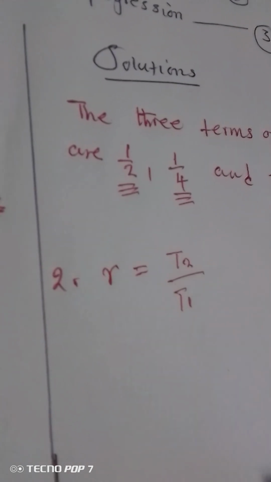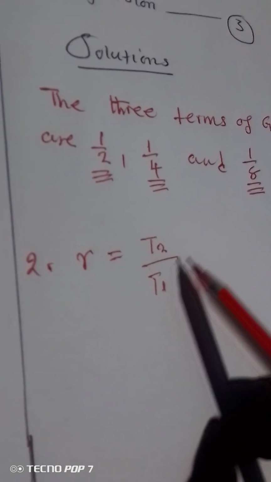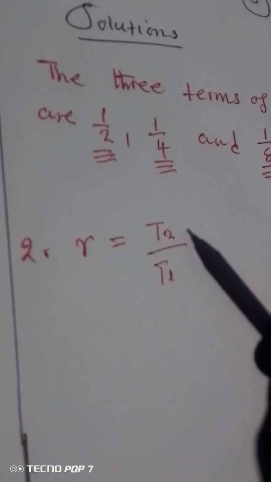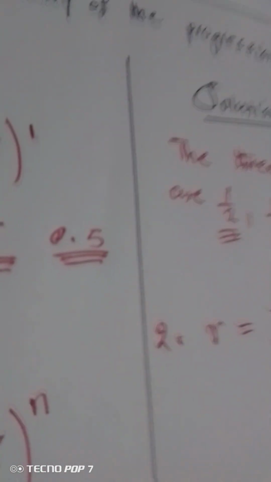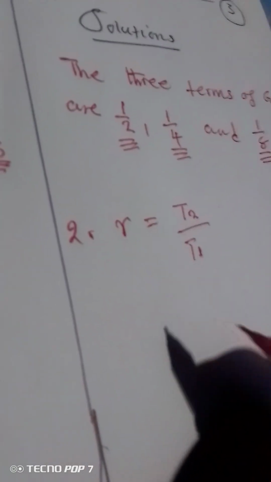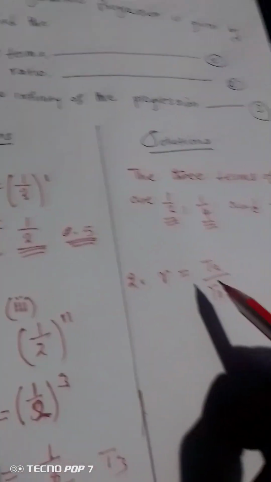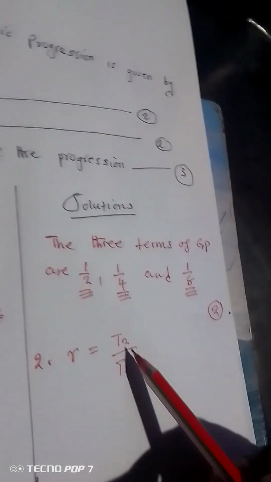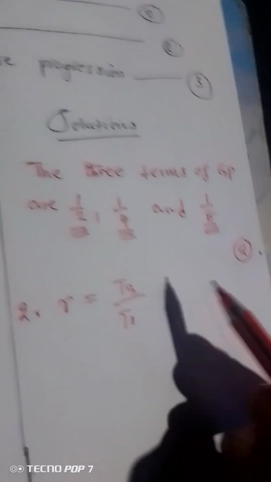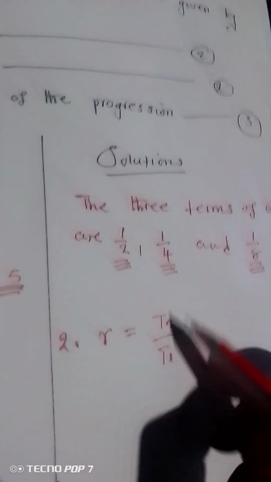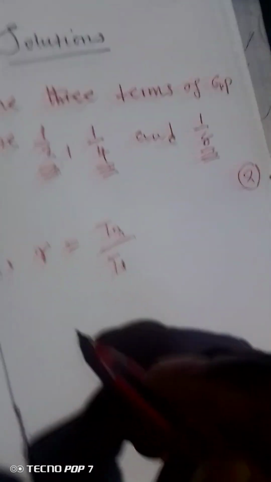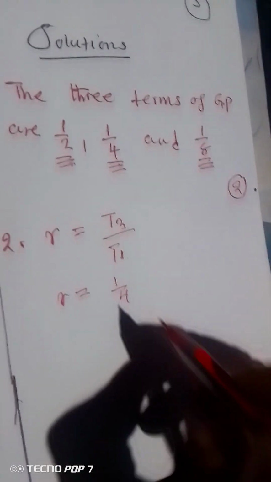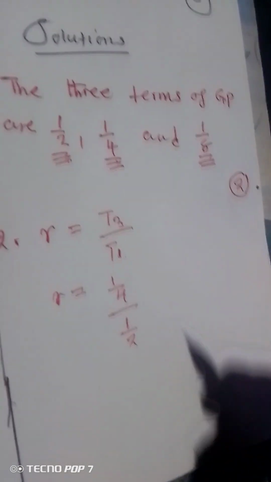Some people may prefer to use third term over second term, or fourth term over the third term, but the answer that you are going to get is just the same. So there we go. Let's solve it. We have the first term here, the second term, and the third term. Where we have T2, we'll put this one, and where we have T1, we'll put this one. So R is equal to 1 over 4 over 1 over 2.